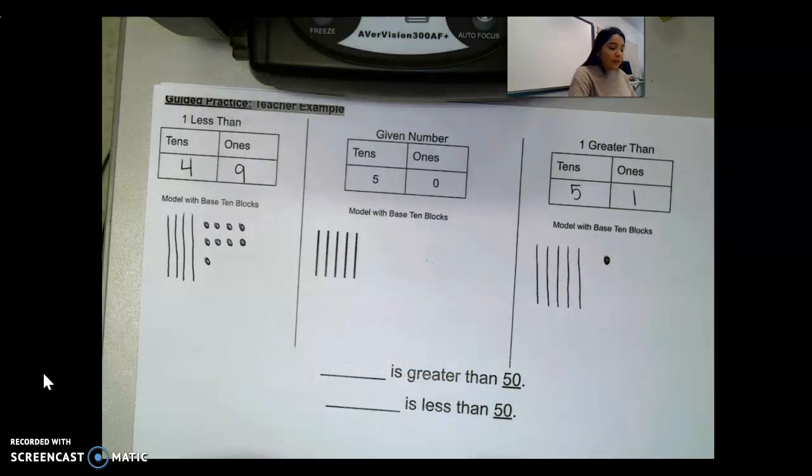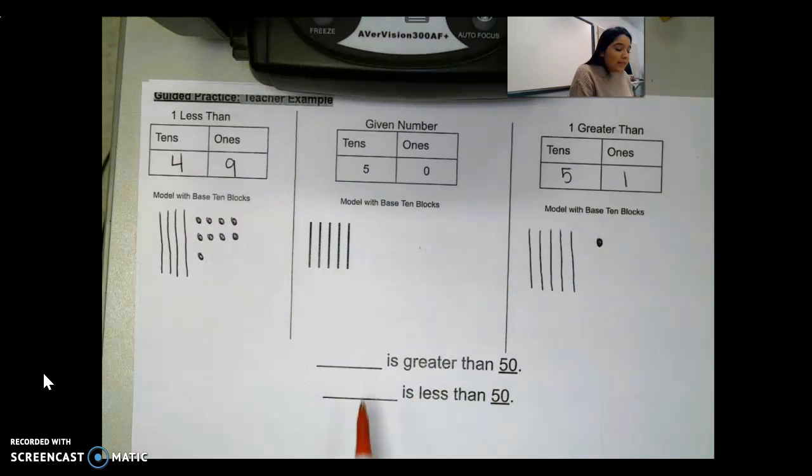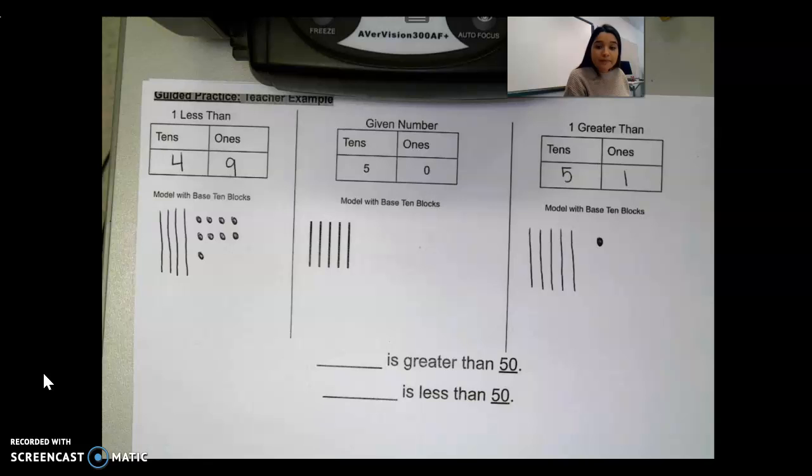Now let's go ahead and look down here, and it says blank is greater than 50. So what number is greater than 50?